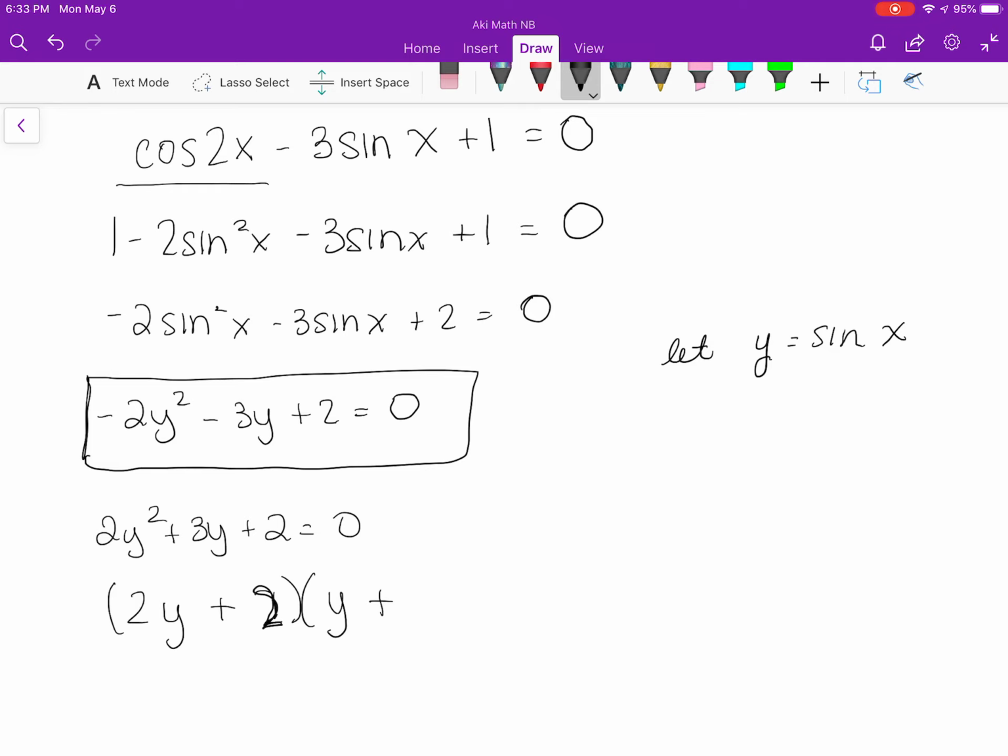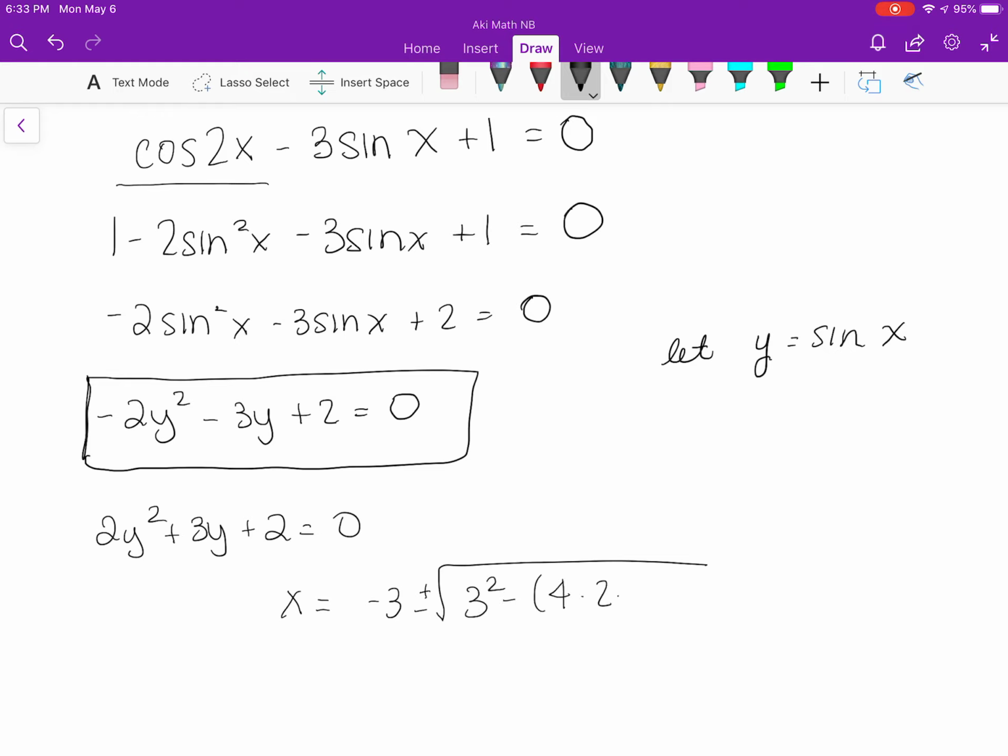Wait, 2 and 1, that would be 2, 4. Does that factor evenly? 1, 2. No. Doesn't factor evenly, so I might need to use a quadratic equation. Yeah. So I will have here x equals -3 plus or minus, this should be a minus.